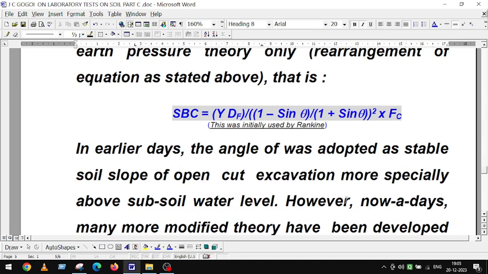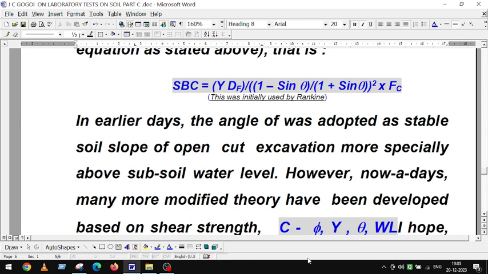However, nowadays many more modified theories have been developed based on shear strength C and phi, gamma, angle of repose, and water level. Lot of theories so far have been developed.